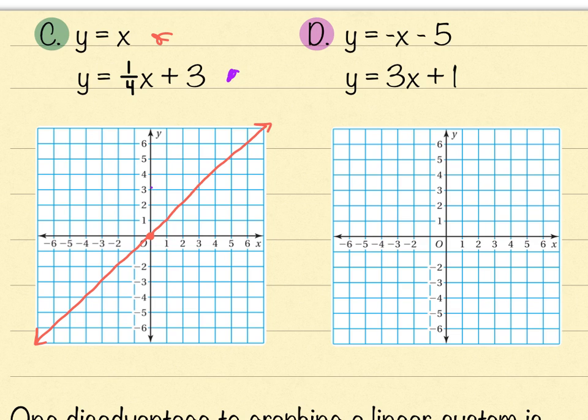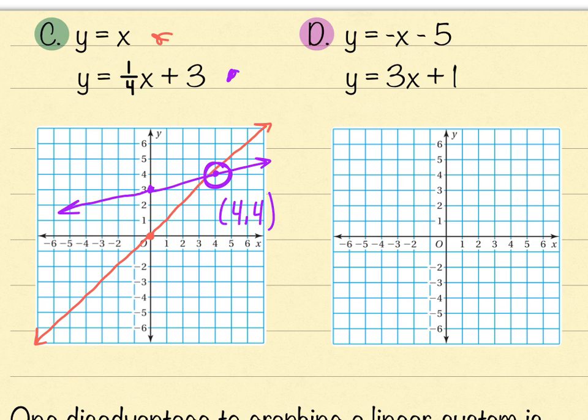It has a y-intercept of 3 and a slope of 1/4. Rise 1, run 4. And right there is going to be my intersection point. And so that point right there is 4 on the x-axis and 4 on the y-axis. So 4, 4.